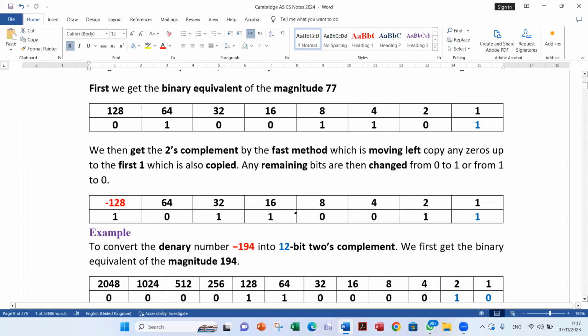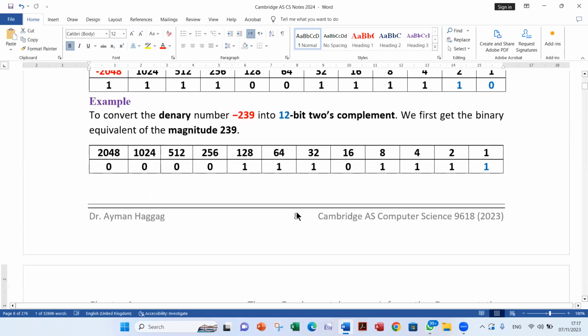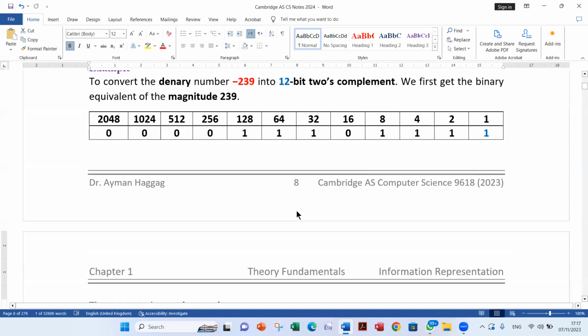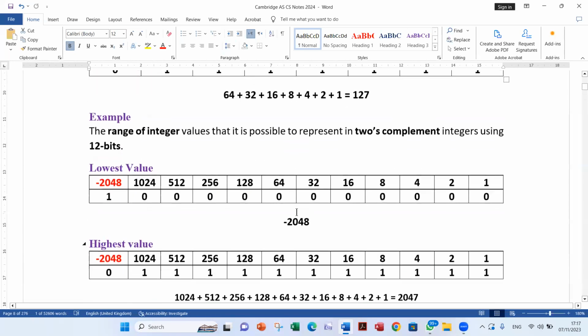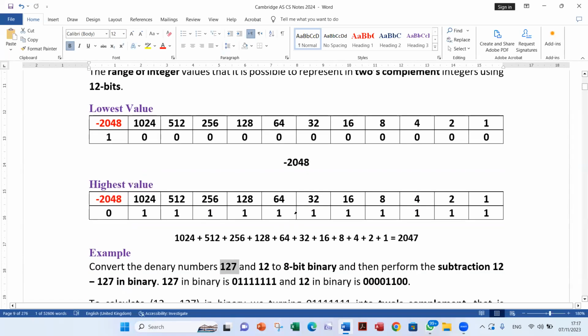However, I just wonder if you practiced enough or not. It is not enough to listen to me. You have to practice a lot using your own paper and pencil. Okay, so I have 12 minus 127. Please get me the 12. This is the 12 in binary. Do it yourself and check with me. This is the 127 in binary. Do it yourself and check with me.